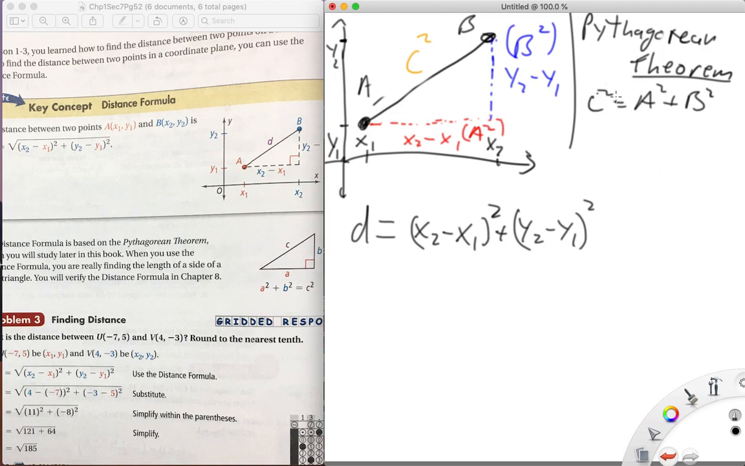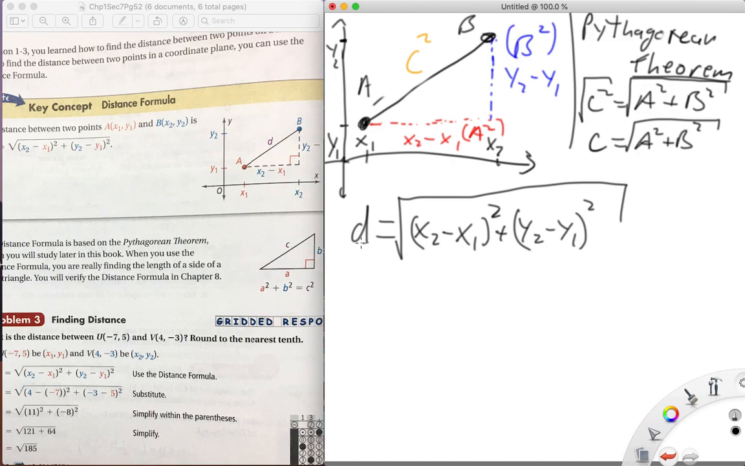If I wanted to use the Pythagorean theorem over here and solve for c, well, c is being squared, so I have to use the square root symbol to cancel that out. So c would equal the square root of a squared plus b squared. This c is my distance. So the distance formula is the square root of x2 minus x1 squared plus y2 minus y1 squared, and that will get you your distance between the 2 points.